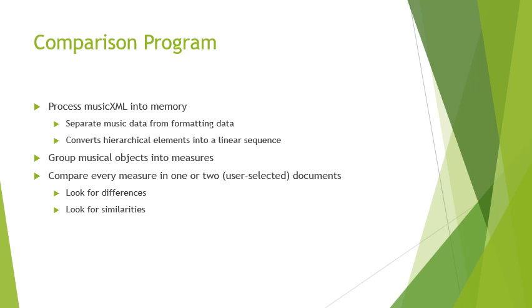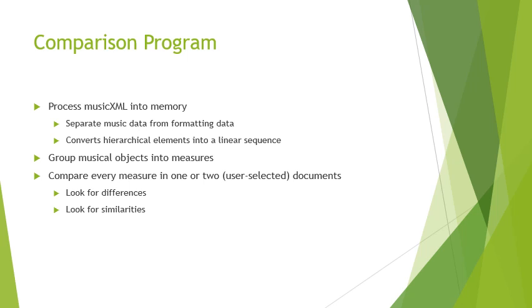The more complex piece of the software is the version comparison program. This program pulls together a few different algorithms towards this function. First, it processes Music XML files into computer memory. It separates music data from formatting data and converts hierarchical elements into a linear sequence or array. Next, it groups musical objects into measures. A measure is a chunk of music generally lasting a few seconds.